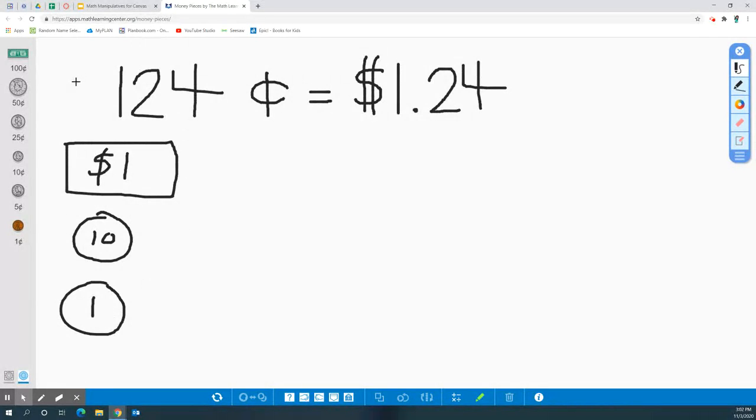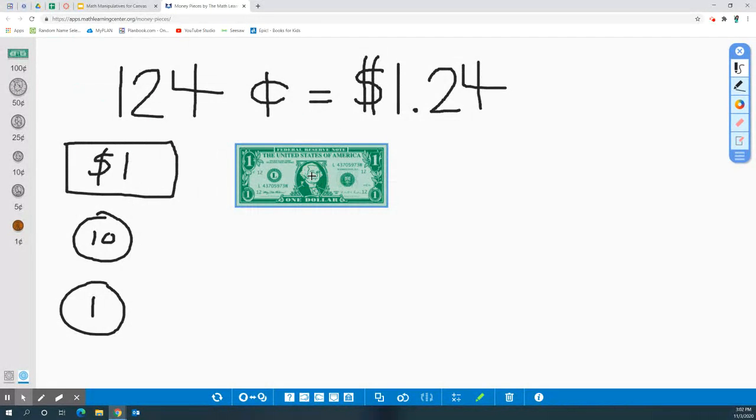So on your whiteboard, first we're going to start off with our dollar. Now I need to make 24 cents. So I see my 2 right here in tens town. So here's 1 dime and 2 dimes. And now I need to make 4 pennies. So 1, 2, 3, 4. So that's what it would look like if you were using coins.